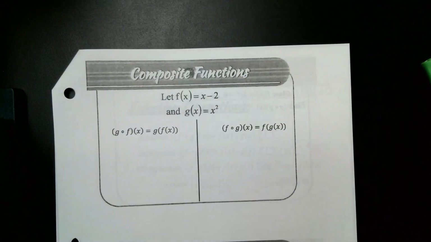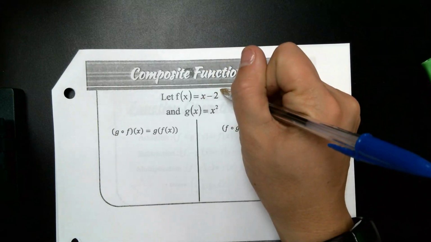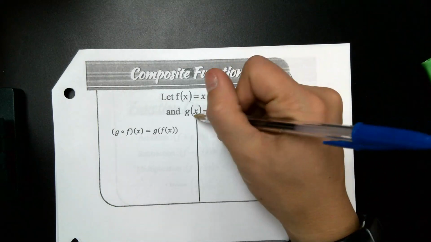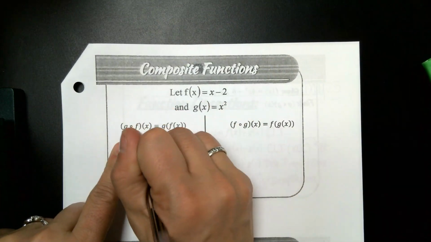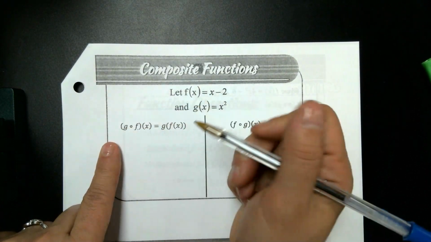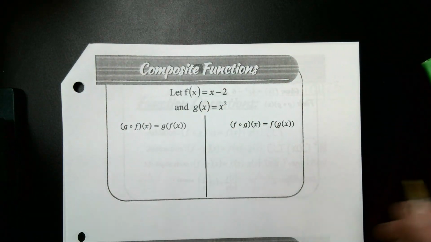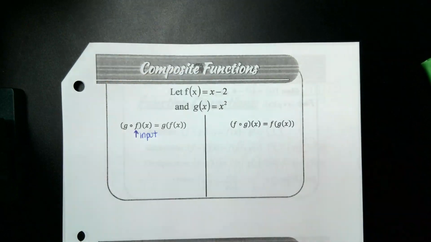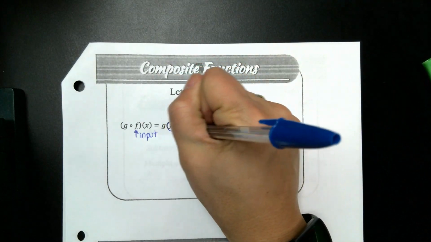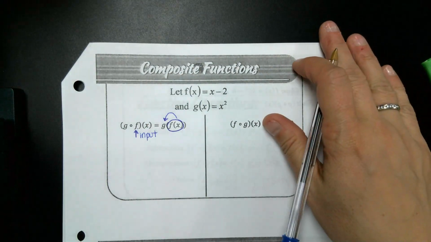Okay, so everybody watch. This one says, you know, here's f, which is x minus 2, and then g is x squared. Okay, so they want us to find the composite of g and f. Which one's on the inside? F. Okay, f is the input. Okay, we are going to take f and we're going to plug it into G. That's what we're going to do.